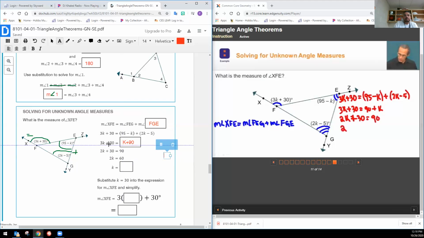Subtract the 30 from both sides of the equation. That leaves 2k is equal to 60. Divide by 2 over here to find k is equal to 30.